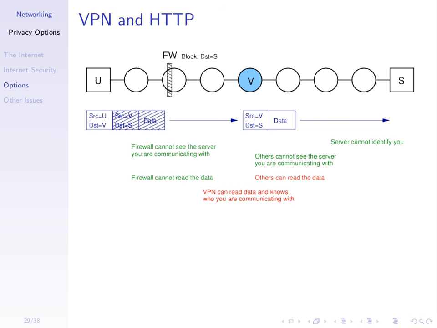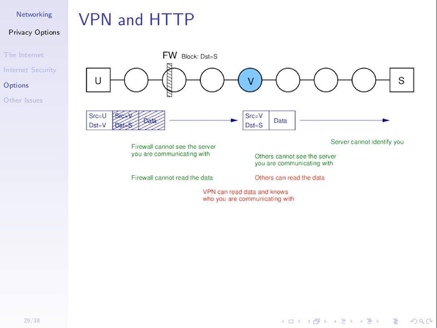The firewall cannot read the data. It's encrypted. And they don't know that you are talking to server S. They think you are talking with server V. So they can't see the end server you're talking to because that address is encrypted inside the inner packet. So we have privacy of who's communicating from the firewall.